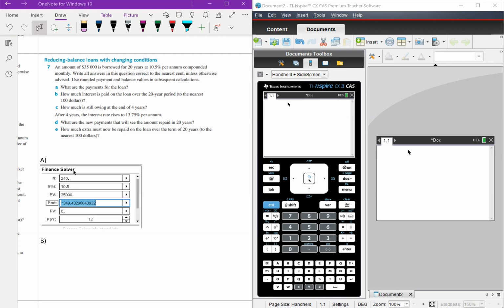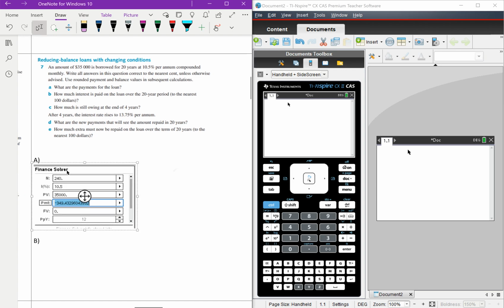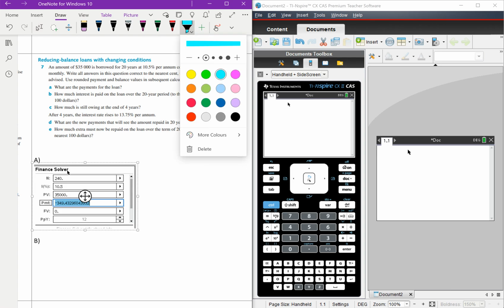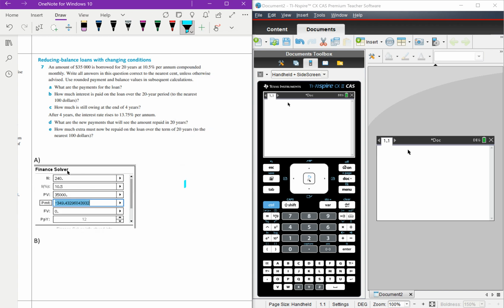Hey there, team. Let's have a look at exercise 9C, question 7, specifically C and D, but I'm just going to quickly run through A and B here. We can see that the question says that you have an amount of $35,000 that you want to invest in. No, actually, it's what you're borrowing. So the bank is loaning you $35,000 over 20 years at 10.5% per annum, compounded monthly. Those are the key terms there.